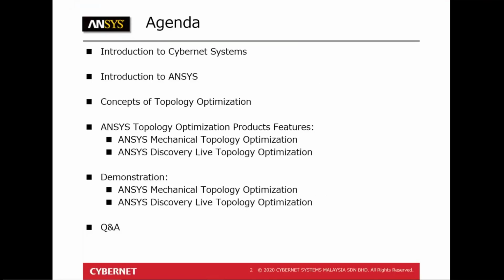So the agenda for today will be as follows. First, a little bit of introduction to Cybernet Systems, followed by the introduction to ANSYS. And then I'll tell you a little bit about the concepts of topology optimization, and then go through the topology optimization product features featuring ANSYS. Those product names are ANSYS Mechanical and also Discovery Live. Then we take a look at a demonstration for both of these ANSYS products for topology optimization. And finally, we wrap up with the Q&A session.